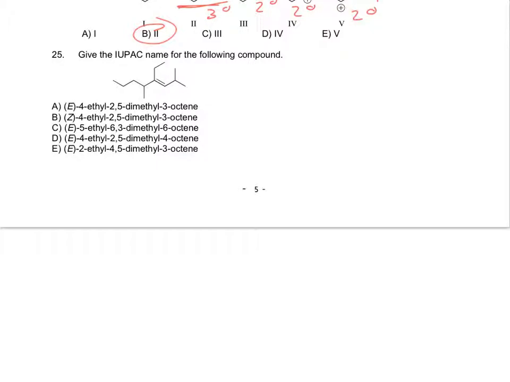Lastly, give the IUPAC name for this compound. We want to try to come up with a name, I think, is the easiest way to do this. 1, 2, 3, 4, 5, 6, 7, 8. So we have 8 carbons. It should be octene. I started numbering nearest the alkene. So this is 3-octene. I did not number from the left side. That would be far from the alkene.